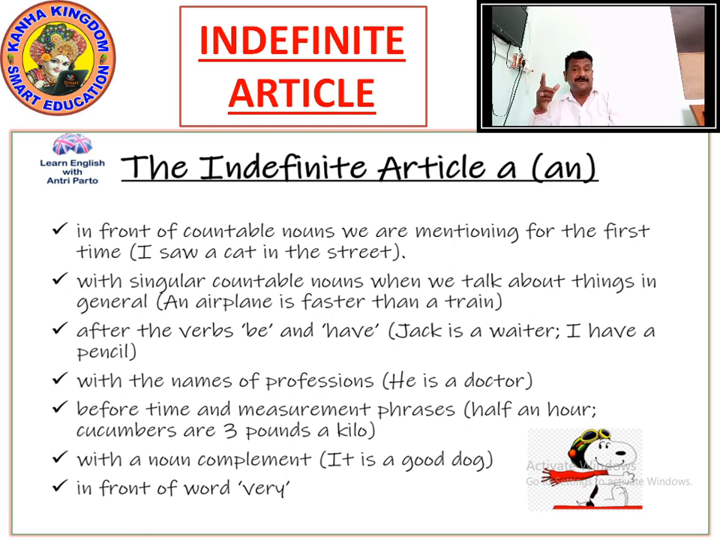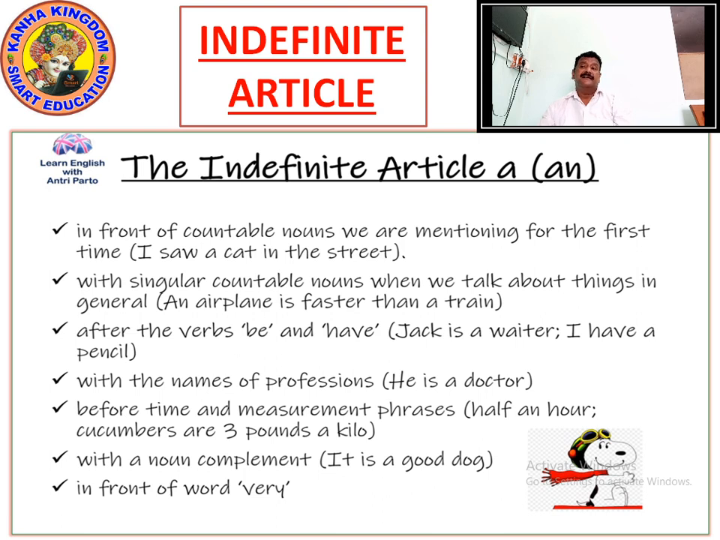Cucumbers are 3 pounds a kilo. Half an hour. He is a doctor. Jack is a waiter. I have a pencil. An aeroplane is faster than a train. I saw a cat in the street. Here, both the indefinite articles have been used. So this is indefinite article.